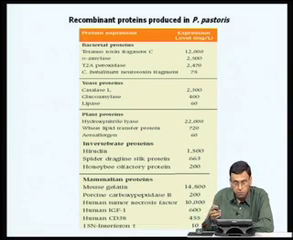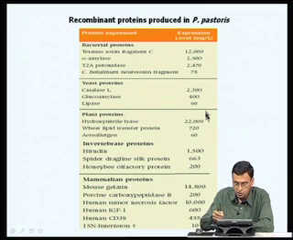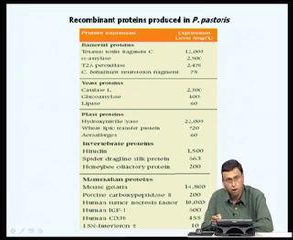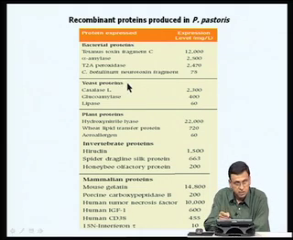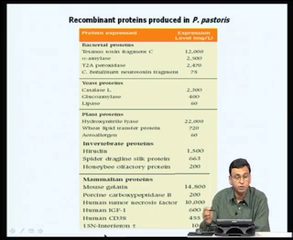A number of recombinant proteins have been expressed at very high levels using Pichia pastoris as an expression system. Bacterial proteins have been expressed, yeast proteins have been expressed, plant proteins have been expressed, many invertebrate proteins like hirudin, which is a blood clotting protein, and many mammalian proteins have also been successfully expressed using Pichia pastoris as an expression system.